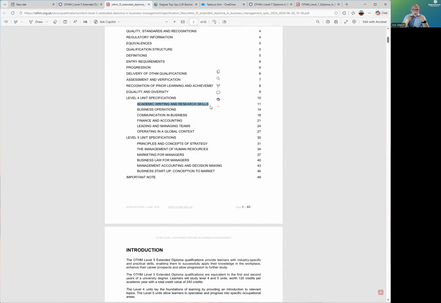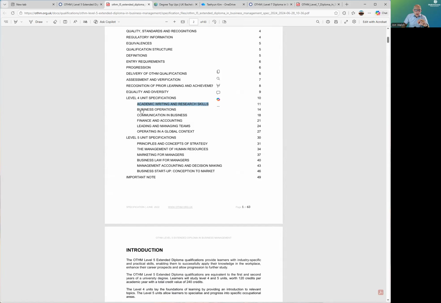For instance, when I was at university in my first year of study, we did a paper that was a similar title and similar outcomes. Okay, and academic writing and research skills gives you the tools to be able to write an assignment, shows you what to do, talks about referencing, talks about the structure of an assignment, etc., etc. Okay, so that's a really standard unit that you'll do.